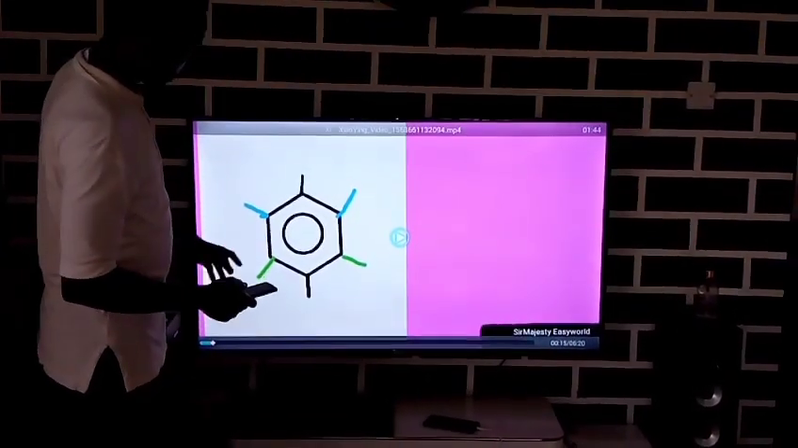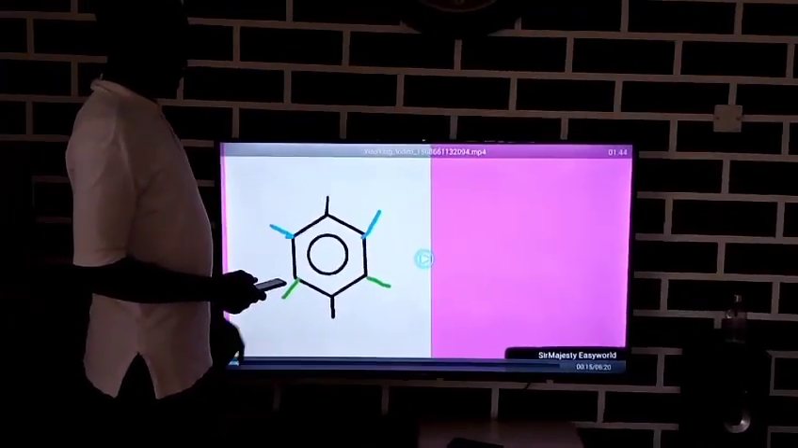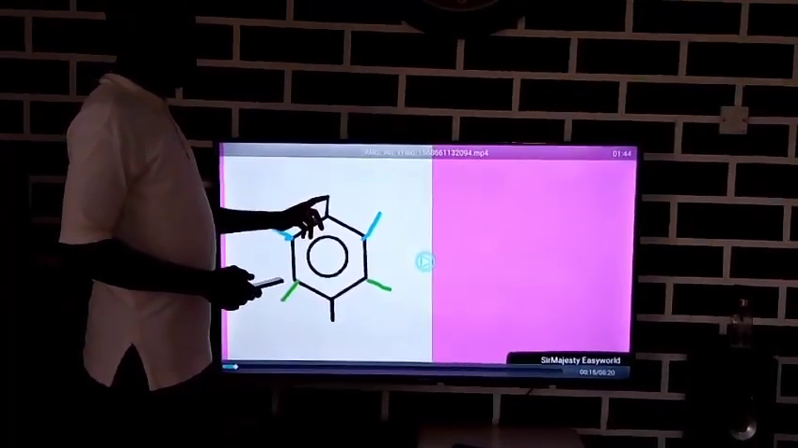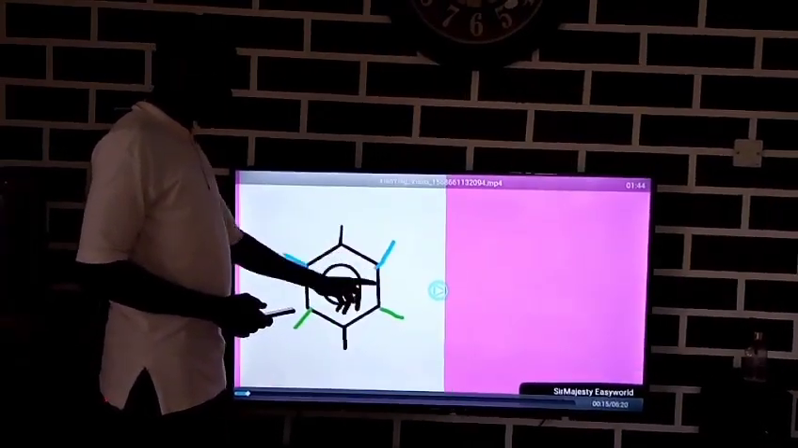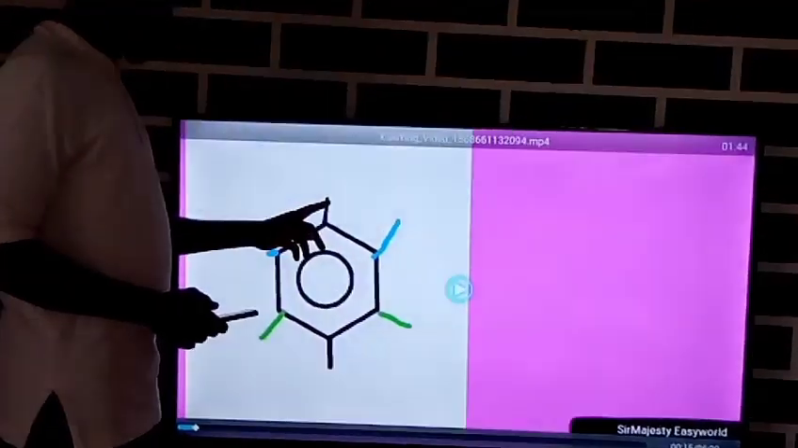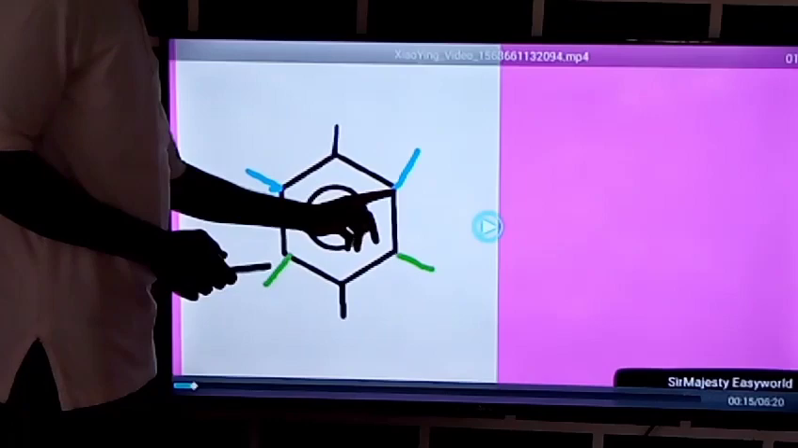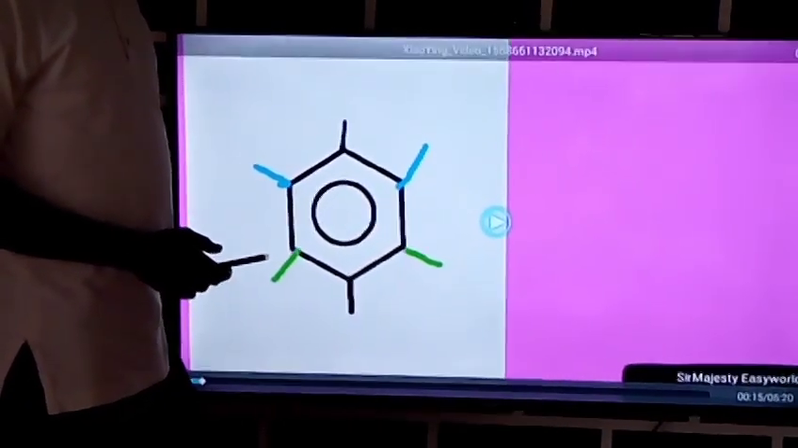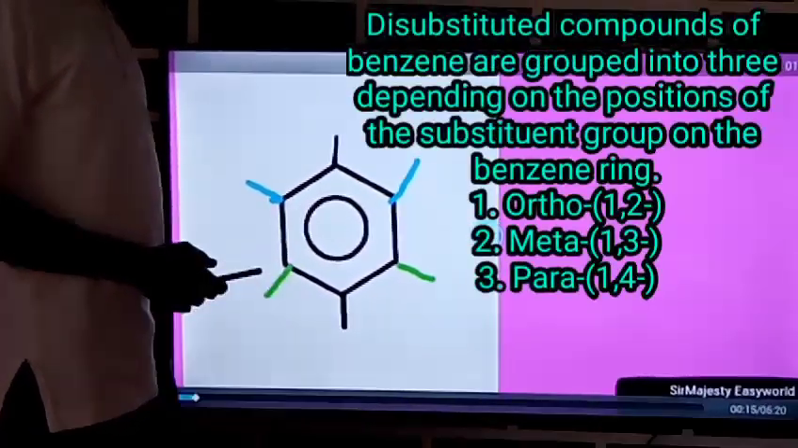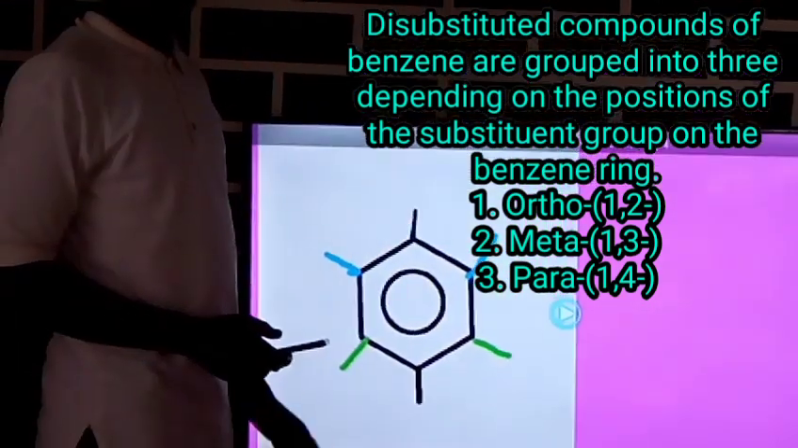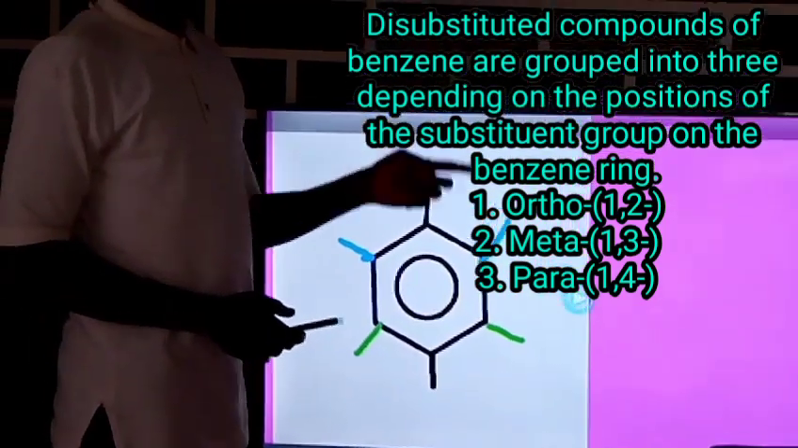Okay, this will serve as a model. We consider this here as number 1, so we use this as a reference position to relate other positions. Now, from this position to this position, if you count, this is carbon 1, this is carbon 2, we use the word ortho. There are 3 words we use to describe positions of disubstituted compounds: ortho, meta, para, meaning 1,2, 1,3, 1,4.